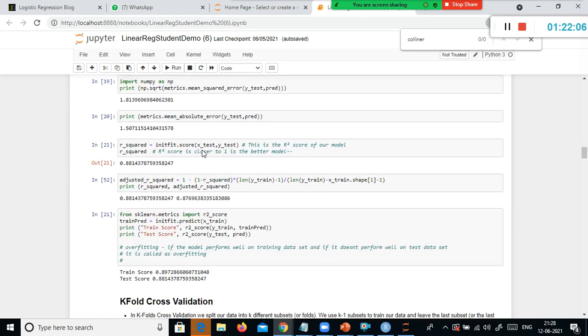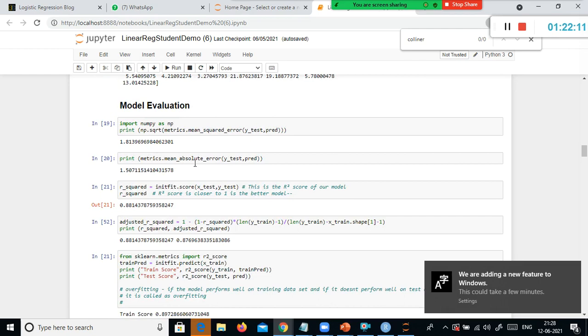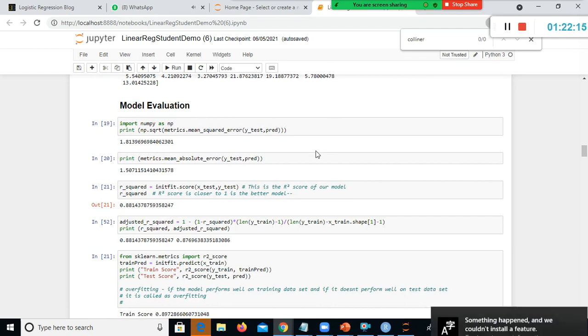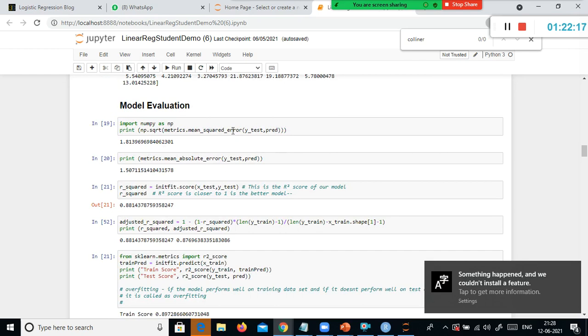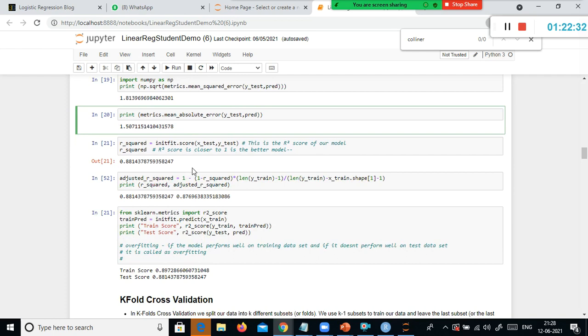For model evaluation, I used something called metrics. Metrics is also available as part of sklearn itself, and you need to import it explicitly. metrics.mean_squared_error, you need to specify the actual and predicted values. Mean squared error for the actual and predicted. If you pass this, you will get the mean squared error, or the sum of squared error. Mean absolute error is also there, I told you.